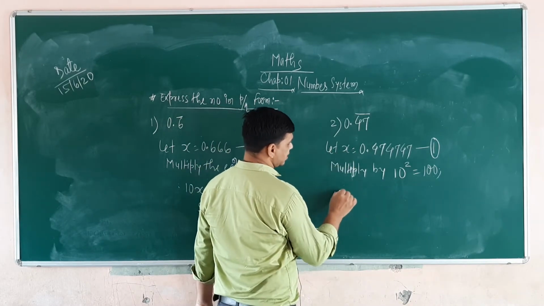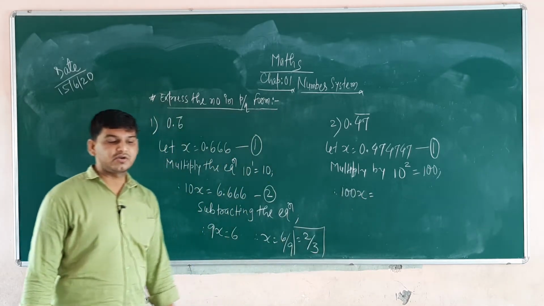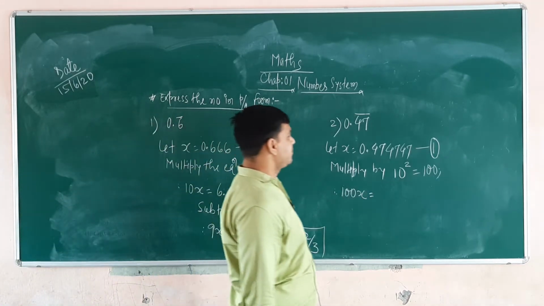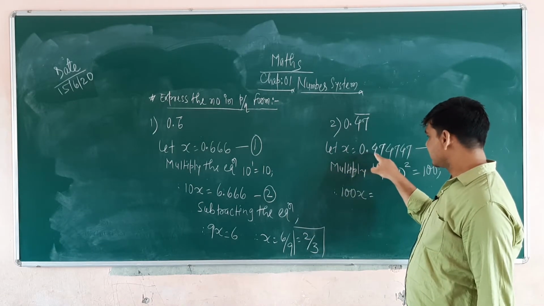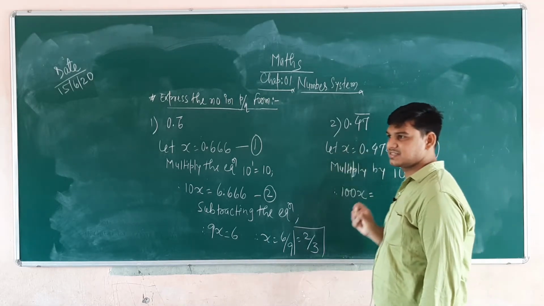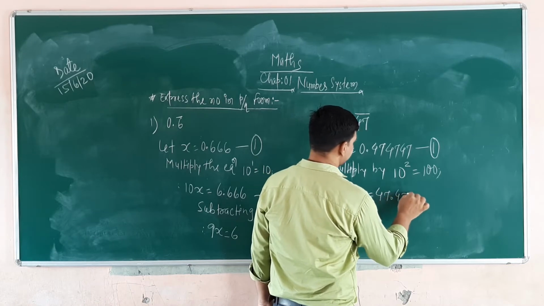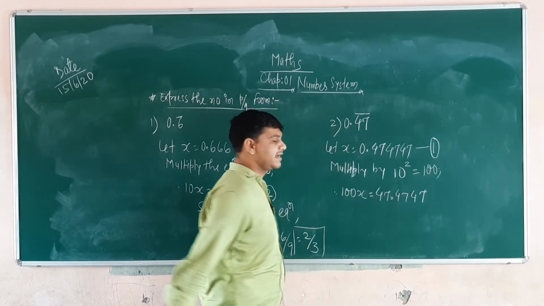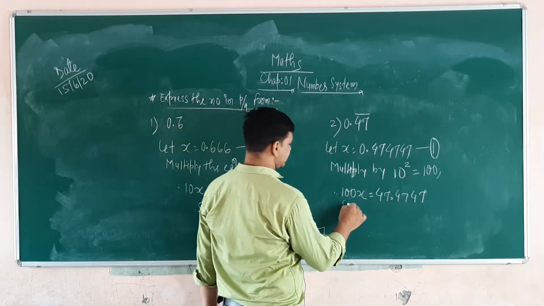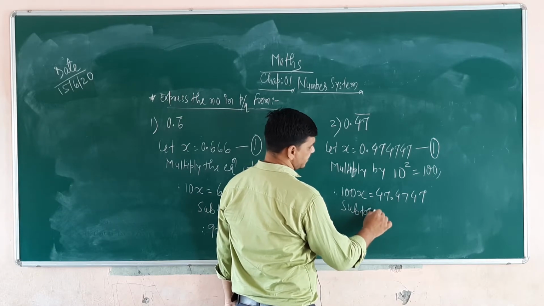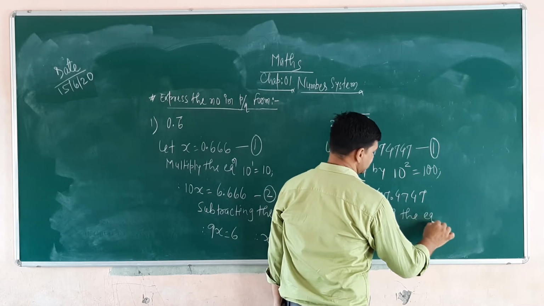Now multiply with this value of 100. So 100 into x, that is 100x. Now multiply with this value of 100, the digits after the decimal as well. After 47 there is a repeating digit, so 47.47 and 47, right? 4 7. Now next step, that is subtracting equation 1 from 2.